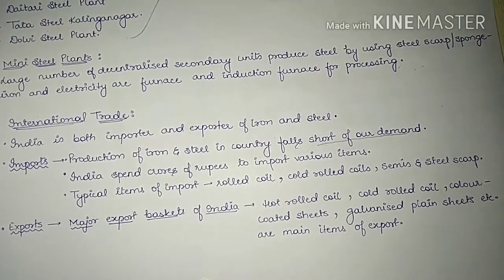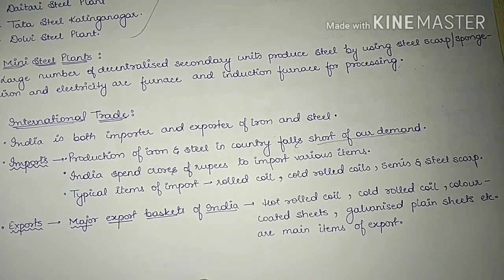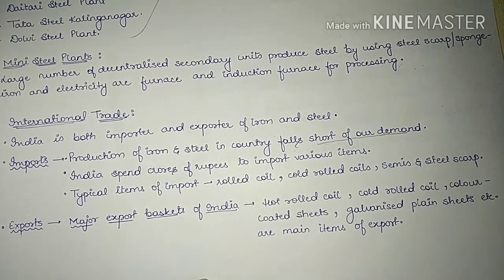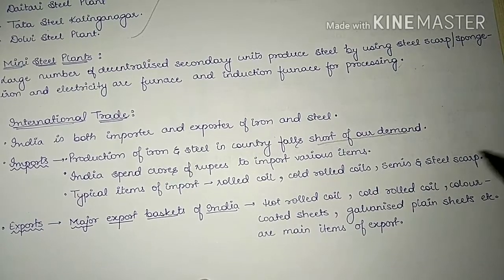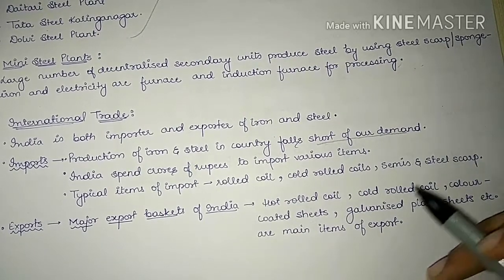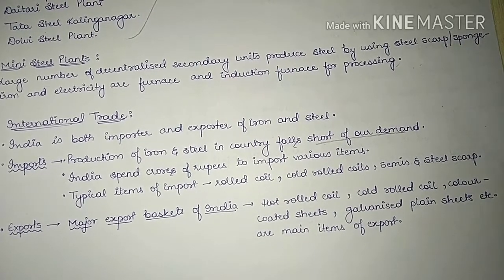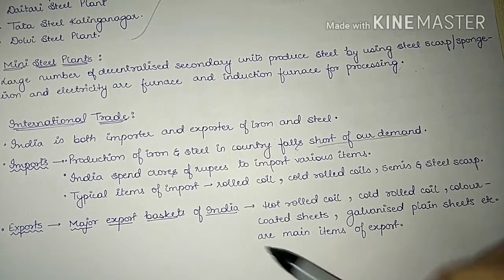Okay, then if we talk about export, the major export basket of India is hot rolled coil, cold rolled coil, color coated sheet, galvanized plain sheets, and other products. Okay, so these are the main export items of our iron and steel industry.